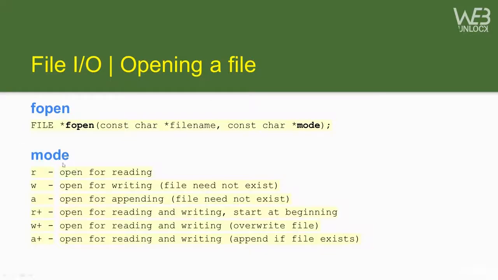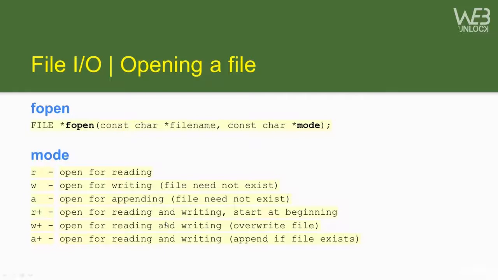The mode parameter can take one of the following values. If you specify r, that means open the file for reading. w will be opening the file for writing. In this case, the file need not exist. If you specify a as a parameter, you're opening for appending, but also the file does not need to exist. When you say r+, that indicates that you want to open the file for both reading and writing.